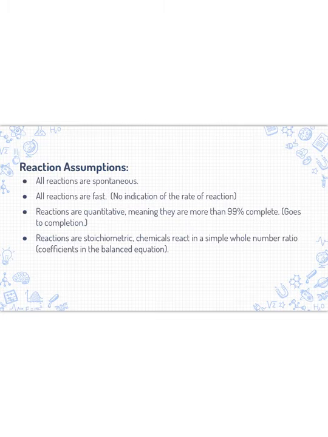All right, a few assumptions again. All reactions are spontaneous. All reactions are fast. There's nothing to indicate how quickly a reaction is going to go. You actually just have to wait it out. But reactions are quantitative, meaning they are more than 99% complete, aka it goes to completion. We don't have A plus B making C and D, and it just stops halfway without any warning. Reactions are stoichiometric, meaning chemicals react in simple whole number ratios, and those are the coefficients of our balanced chemical equation here.